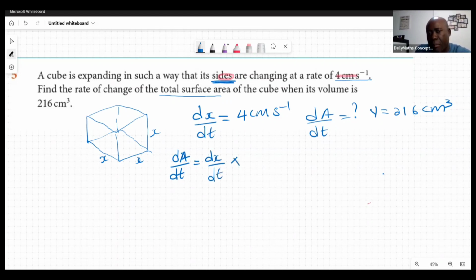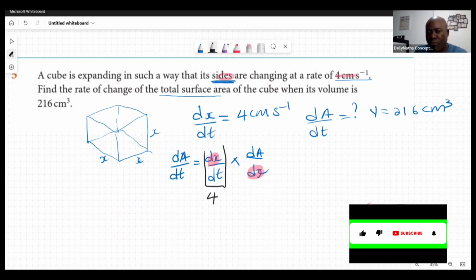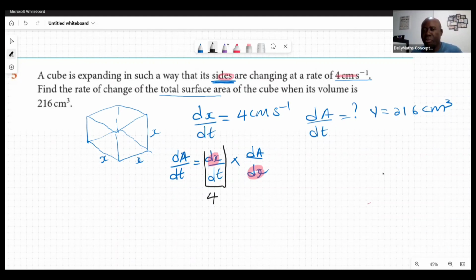The t is okay with me at the bottom, but I need to cancel something. I need a at the top, and I need this. So I need dA/dx so that the dx could cancel, leaving me with dA at the top and dt at the bottom. That's what I want. So remember that I know what this is already. This is 4. I only need to find dA/dx.